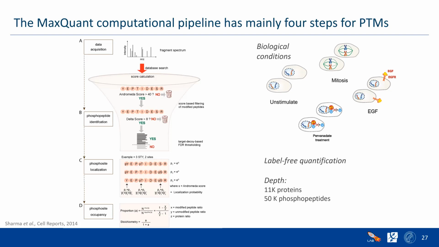The cool thing about this is that there was a lot of literature known, so it was nicer to go back and check it. And the last one is the pervanadate treatment, where we were stopping the signal and seeing what was happening. This part of the data set is label-free quantification, and the depth was quite okay: 11,000 for proteins and 50,000 for phosphorylated peptides.